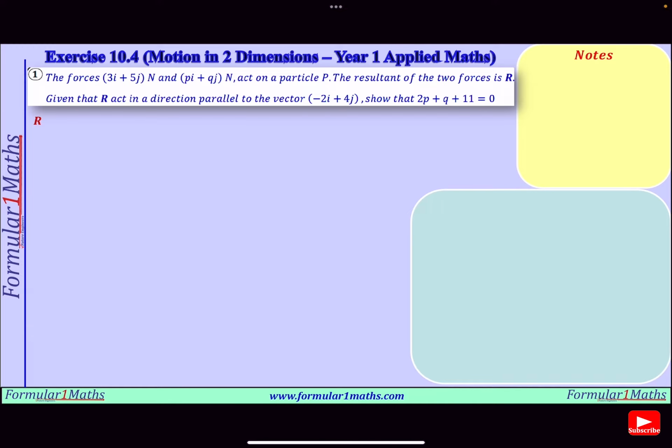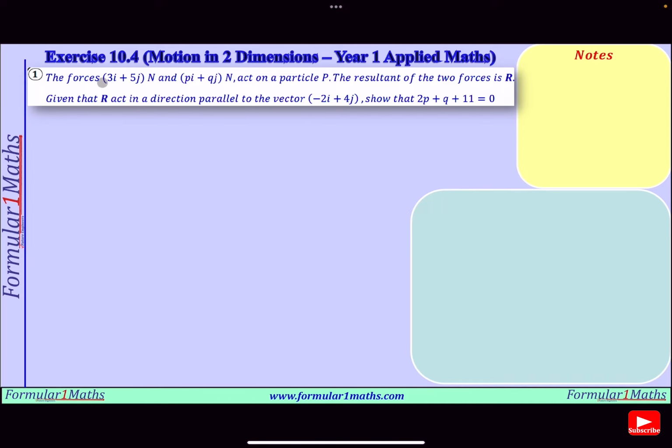Question 1. The forces 3i plus 5j newtons and pi plus qj newtons act on a particle P. The resultant of the 2 forces is R. Given that R acts in a direction parallel to the vector minus 2i plus 4j, show that 2p plus q plus 11 is equal to 0.